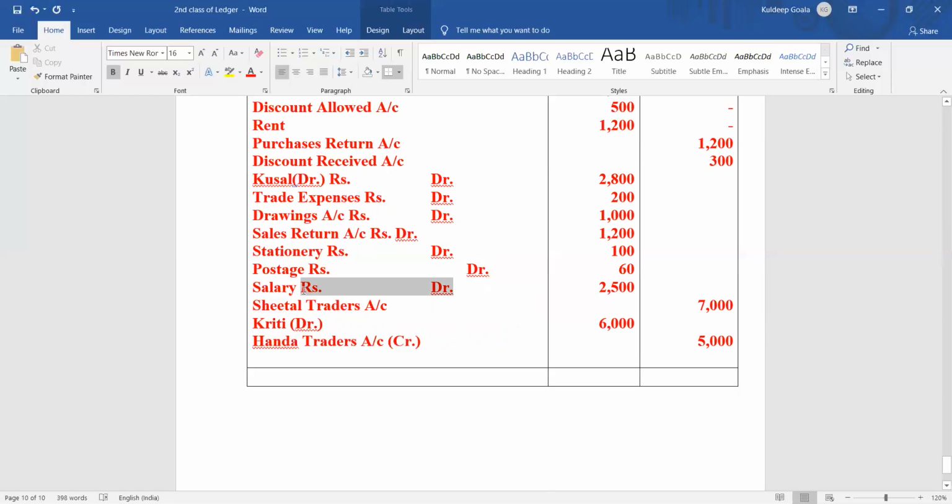Okay, this is how you are going to show the items. Again, I'm repeating. The first format is the T-shape format, and the second format was the statement format. In the T-shape format, all the debit items are shown in the debit side, and all the credit items are shown in the credit side. And in the statement format, all the items will be written at one place, and only the figure, whether the debit figure or credit figure, based on that, if it is a debit figure, it will go in the debit side. If it is a credit figure, it will go in the credit side. Very simple.